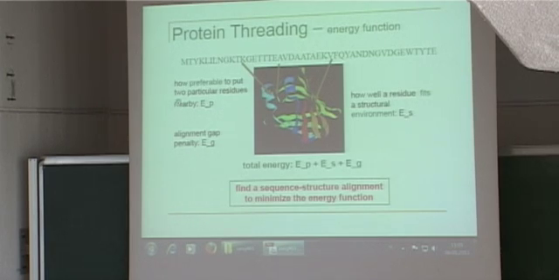How preferable is it to put 2 amino acids nearby? Because after you place them on the structure, some of them are going to be neighbors in this 3-dimensional space. Do they really want to be neighbors? That's the energy term EP.